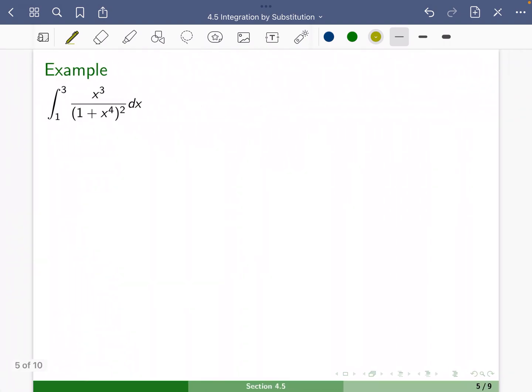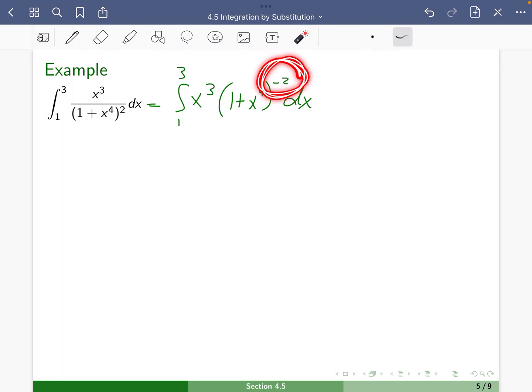So here we have a definite integral. We have the integral from 1 to 3 of x cubed over (1 plus x to the 4th) squared dx. So we could think of this as an integral from 1 to 3 of x cubed times (1 plus x to the 4th) to the negative 2 dx. I can't multiply that out. We can't just distribute that x cubed in because of this power here. So what can we do with that?